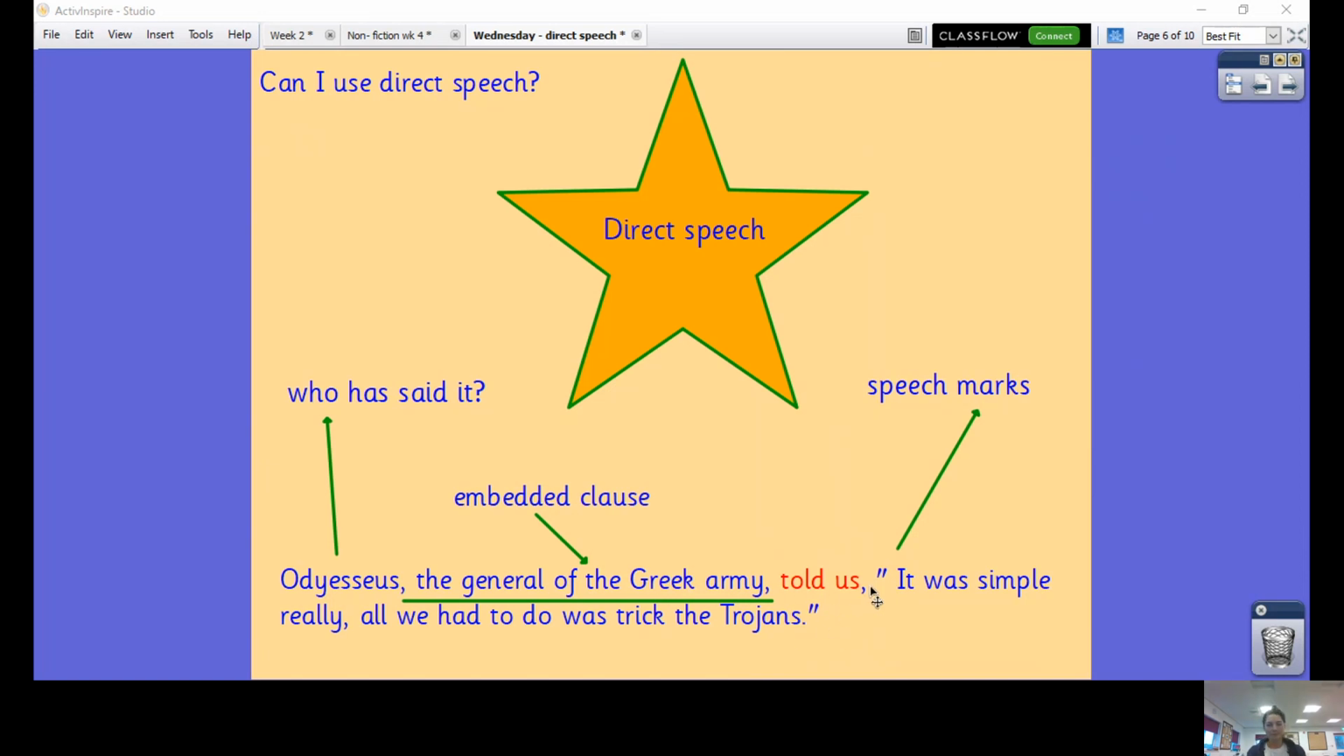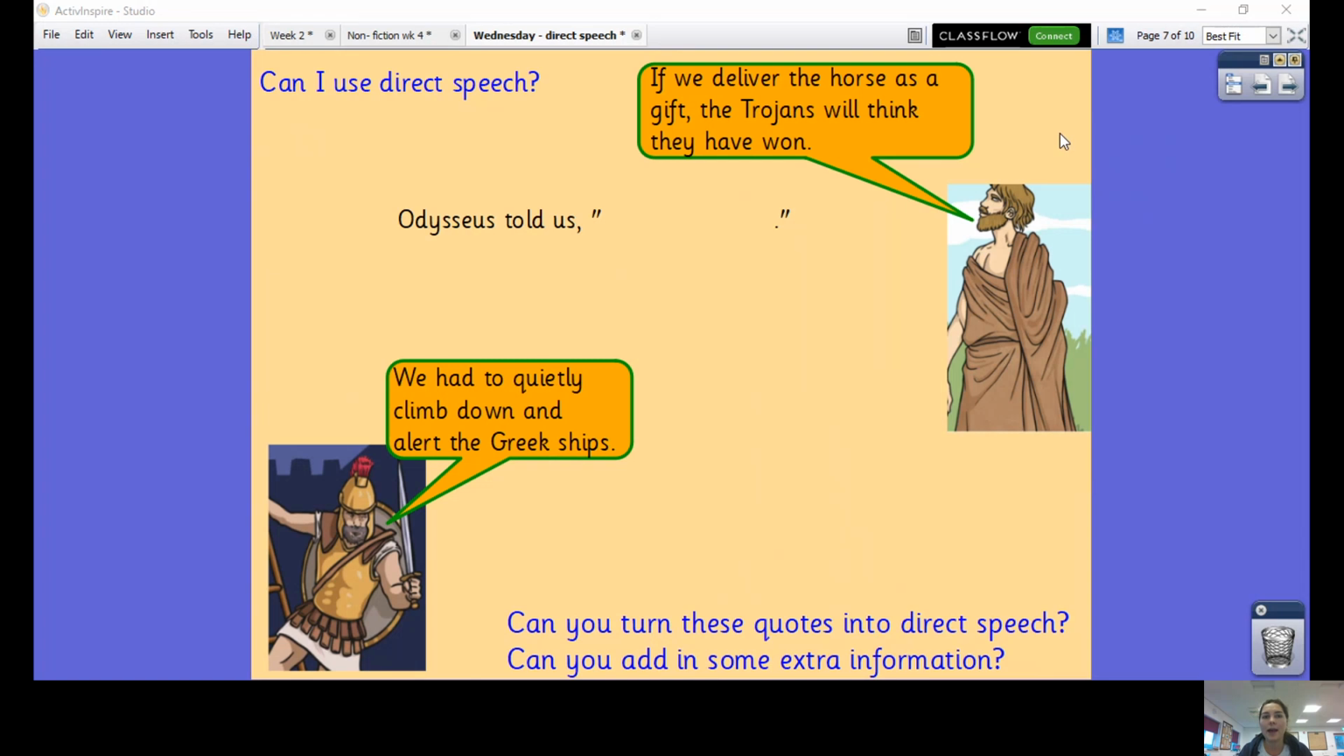Now, this bit in red, told us, we often see that in newspapers, reported to us. They said that, and that is a way of introducing the quotation and what people have actually said. Okay, so here we have a couple of examples of some speech in speech bubbles, and we are going to turn them into direct speech.